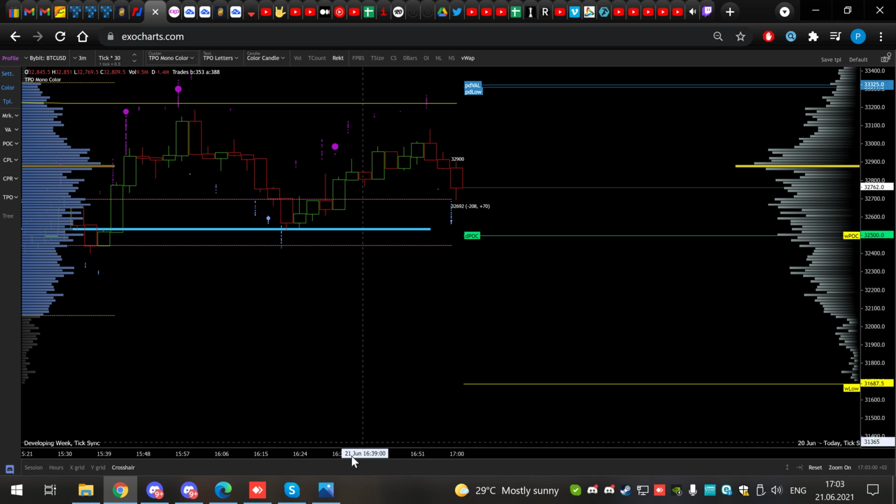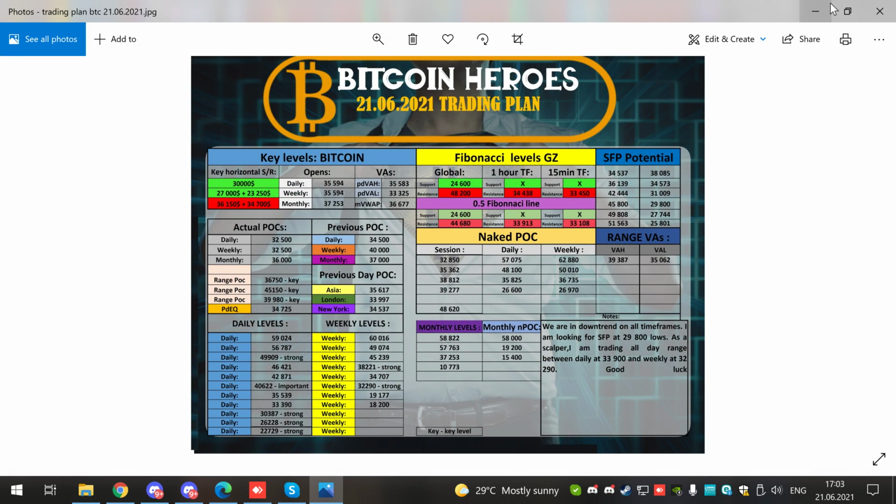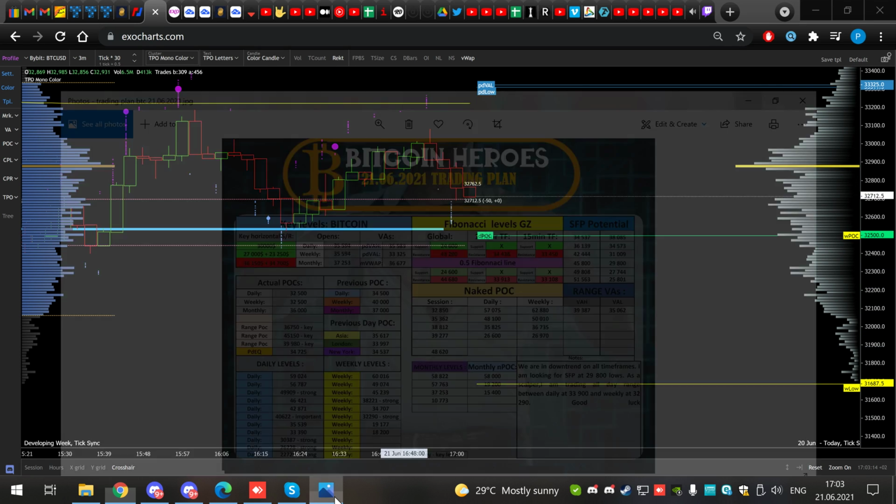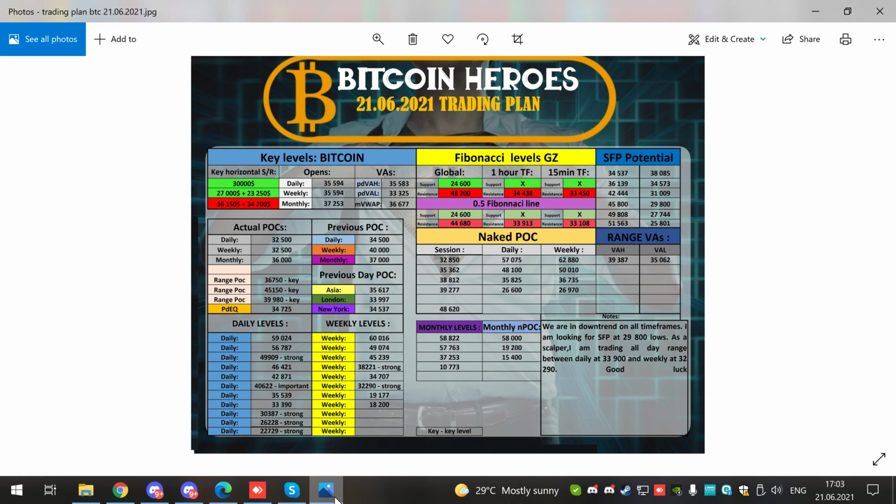Here is daily point of control. Okay, daily point of control. And then you have the weekly point of control. It's the same as the daily point of control because we have the starting week. So tomorrow, weekly point of control is going to get different values, but they are the same today. So that's what you can find there.